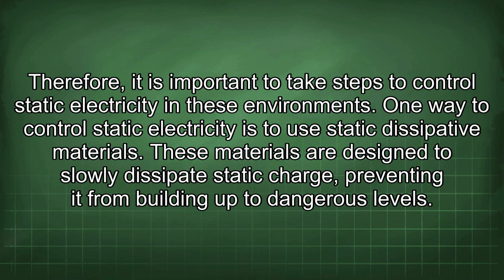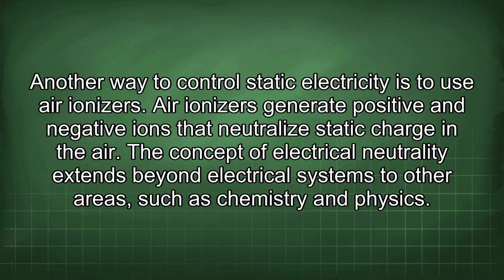One way to control static electricity is to use static dissipative materials. These materials are designed to slowly dissipate static charge, preventing it from building up to dangerous levels. Another way to control static electricity is to use air ionizers. Air ionizers generate positive and negative ions that neutralize static charge in the air.